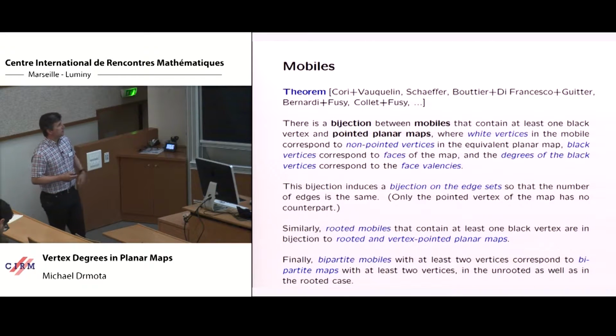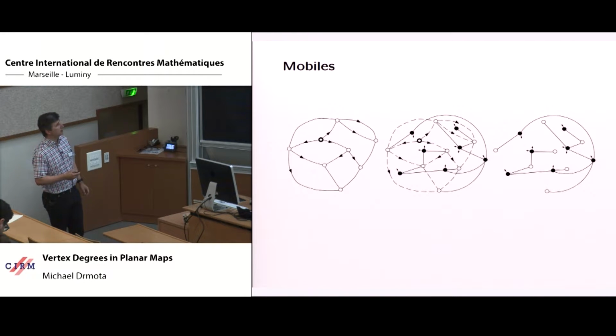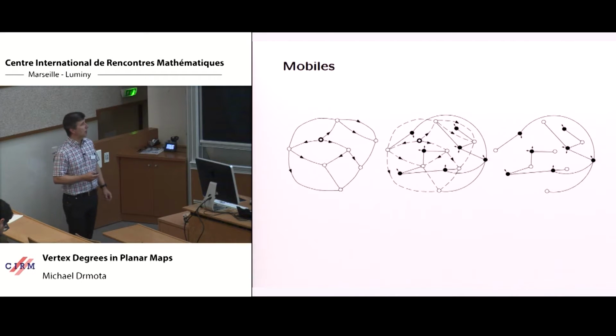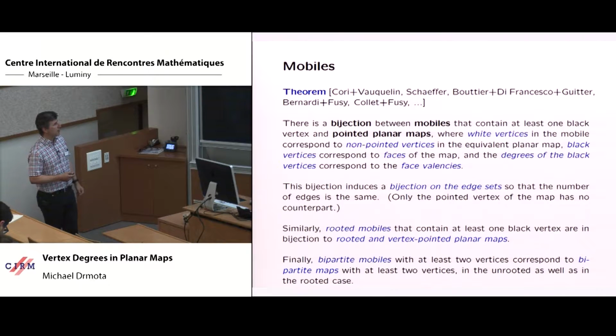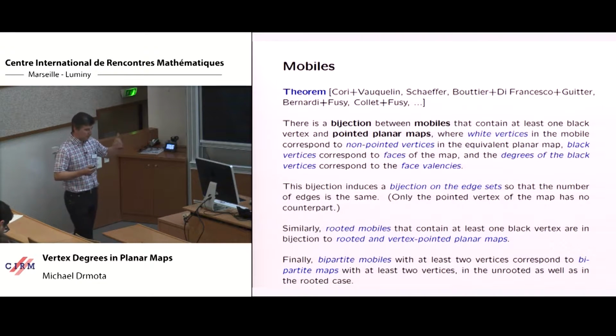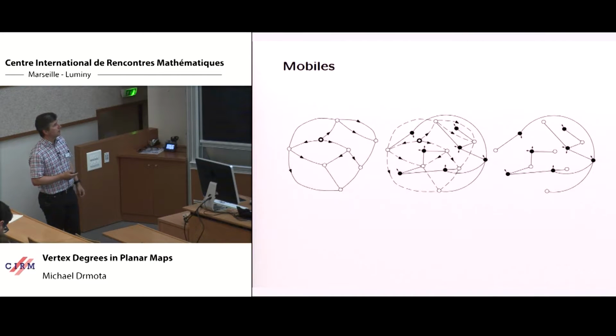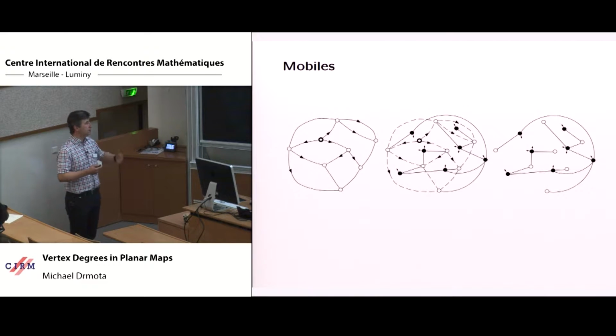Okay, and this bijection, so the number of edges stays the same. So the number of edges of this map is precisely the number of edges of this mobile, and we can root it. So if we root a mobile, we get a rooted pointed map on the other side, and bipartite mobiles correspond to bipartite maps. Bipartite is precisely the same condition that all face valences are even. Okay, so this is the theorem, the bijection.